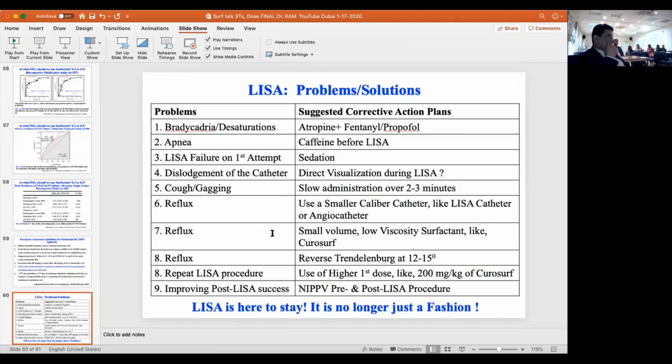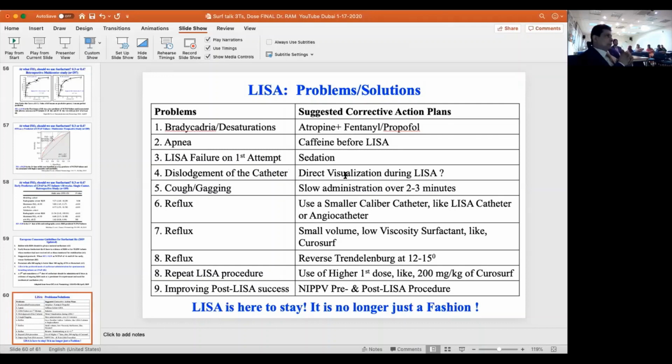So there are problems with the LISA technique. And here are suggested corrective action plans. Most babies, when you try to intubate, get bradycardia or desaturations. You could use atropine with fentanyl or propofol, which some European countries use. Studies have shown that you can reduce apnea by giving caffeine before the LISA technique, like they use in Vienna. LISA failure on first attempt can be minimized using sedation; another problem is dislodgement of the catheter.